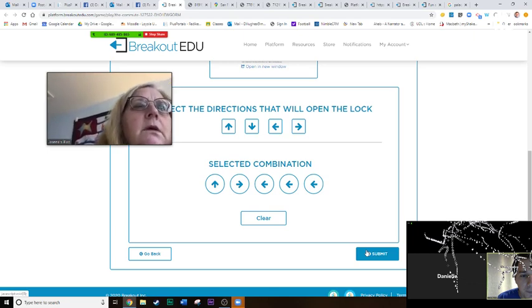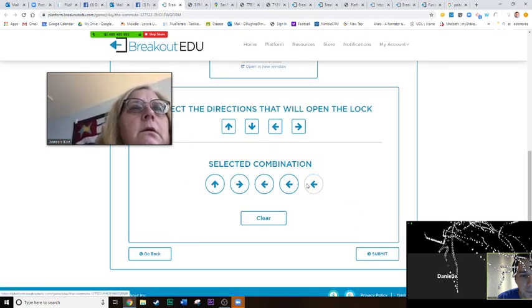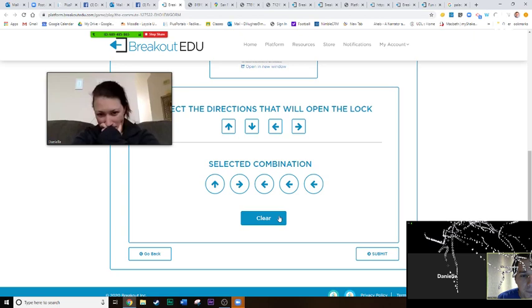And then if it doesn't work, we're going to do the opposites because we'll do it in relation to that. And then I don't know what to do. Yeah, so we'll do down, left, right, right, right.